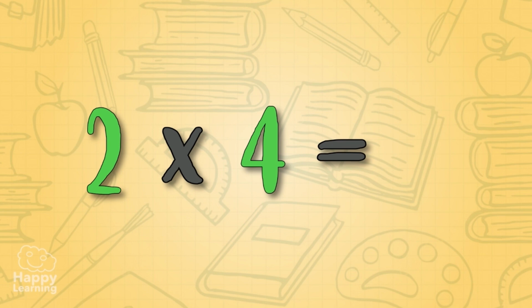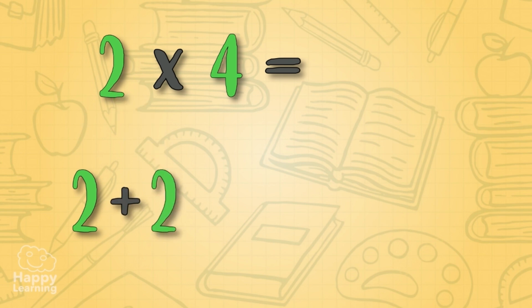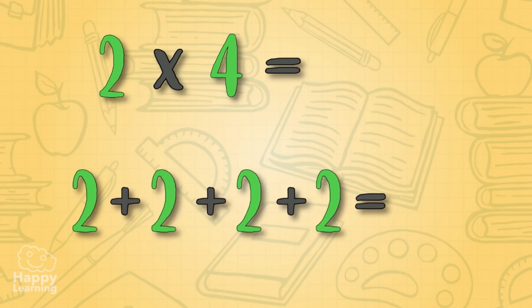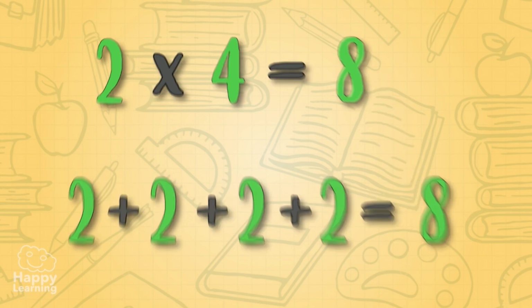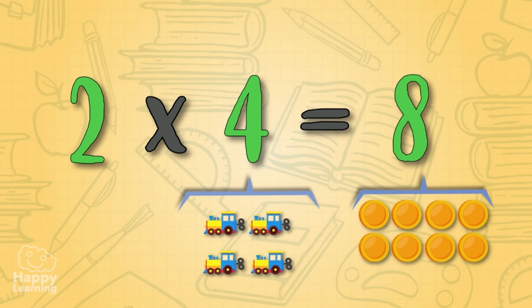This means we need to add 4 times number 2. 2 coins from one toy plus 2 coins from another toy plus 2 from another and 2 from the last. Our answer is 8. We would need 8 coins to buy the 4 toys.